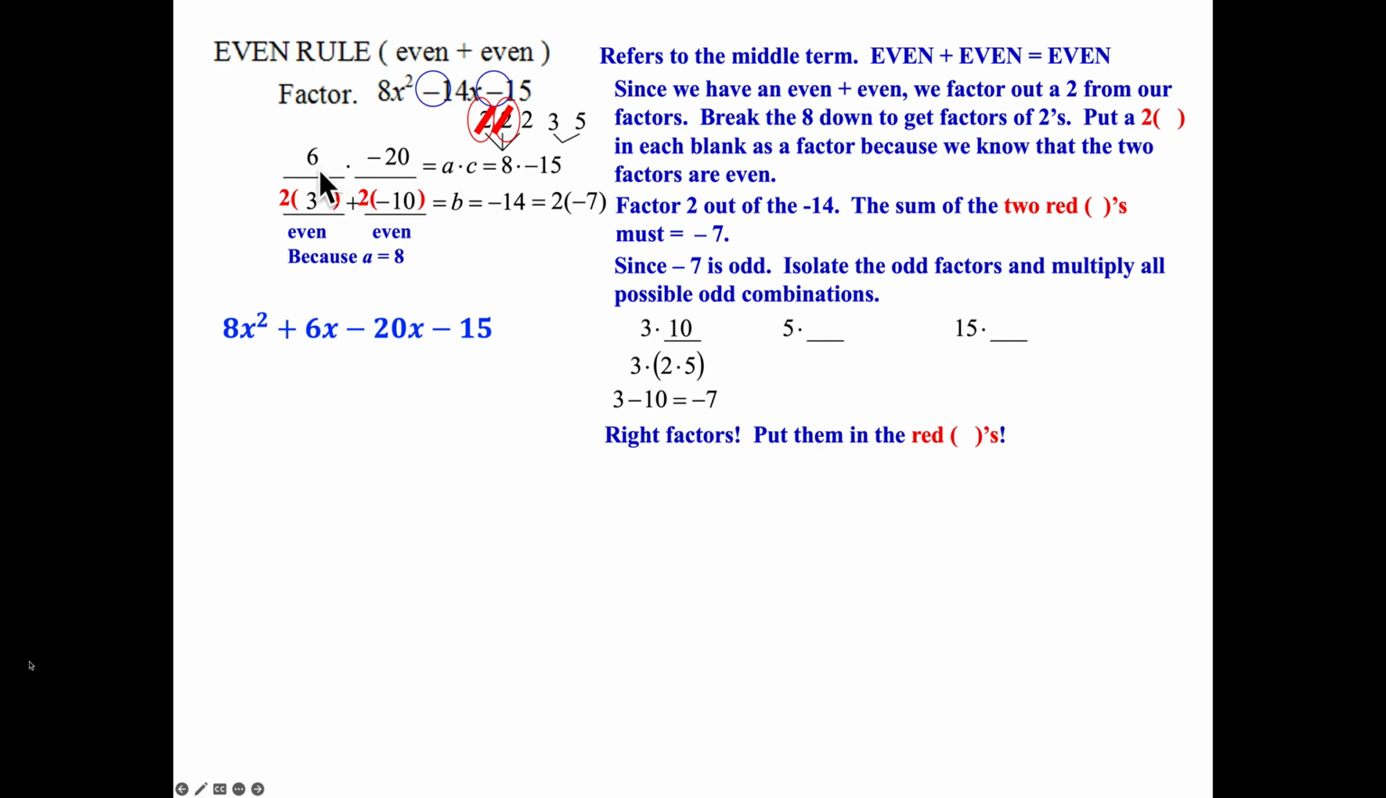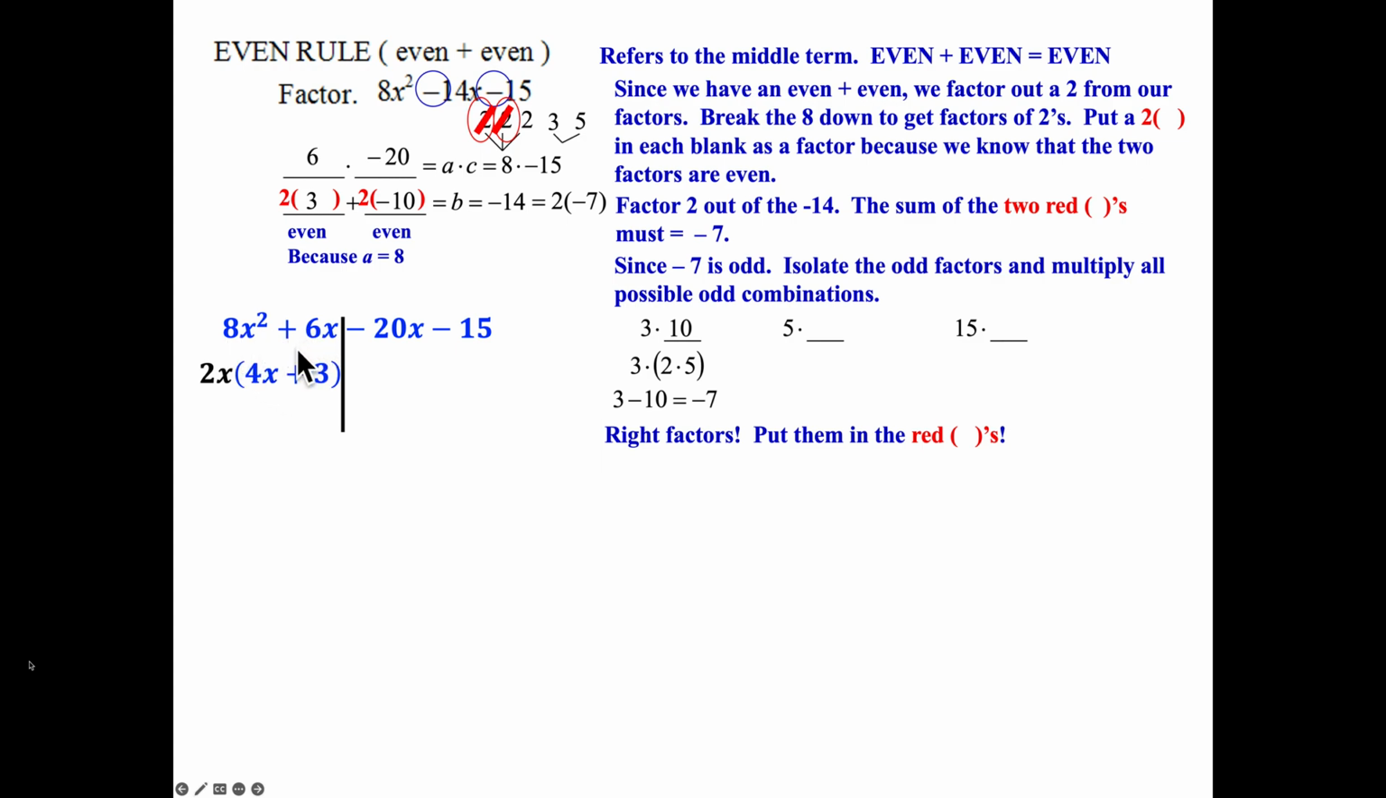So this 6 is going to become 6x. This minus 20 is becoming minus 20x. This is my F, my O, my I, my L. Factor by grouping, we cut it in half. We're going to have a plus sign here. So we're going to take out a 2x, and then we're left with 4x plus 3 when you divide the 2x out of each of those two.